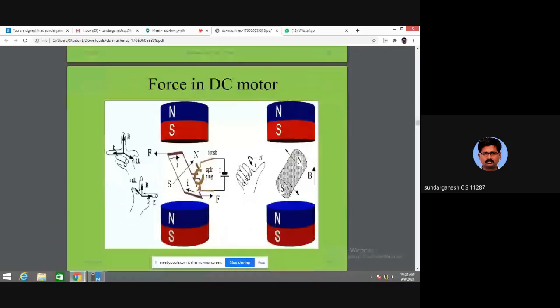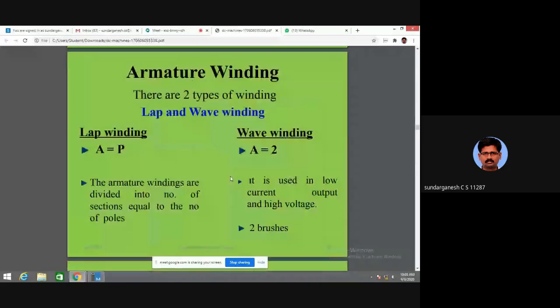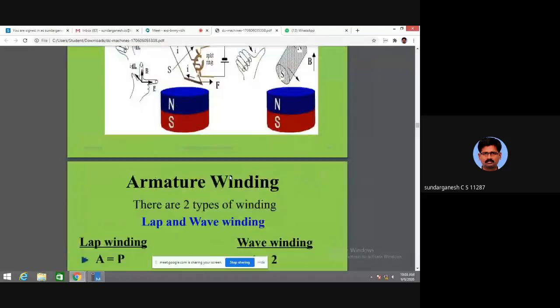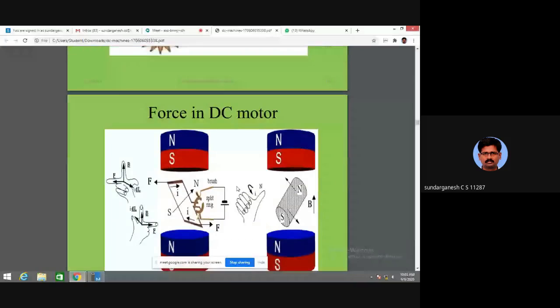Leave this one. In the armature winding, there are two types of winding you can construct. The first one is lap winding, and another one is wave winding. Before going to this topic, sir will ask one question.